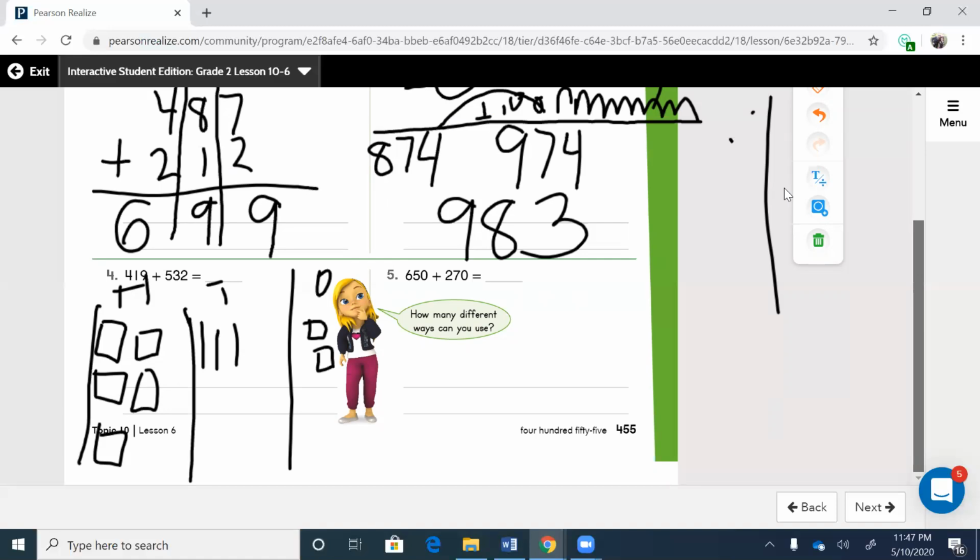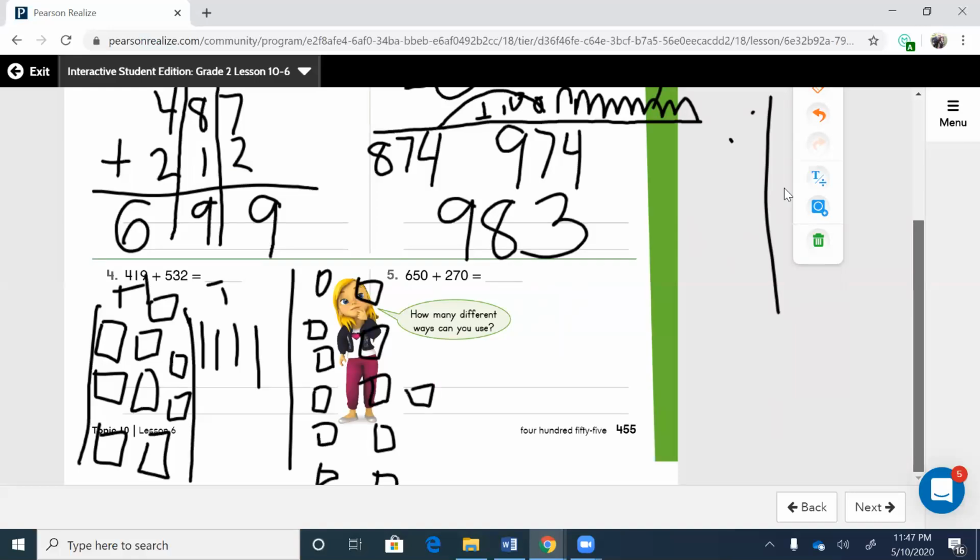Okay, go to the next number, 419. 4 hundreds, 1, 2, 3, 4. Had to really squeeze those in. 1 ten and 9 ones. 1, 2, 3, 4, 5, 6, 7, 8, 9. Okay.